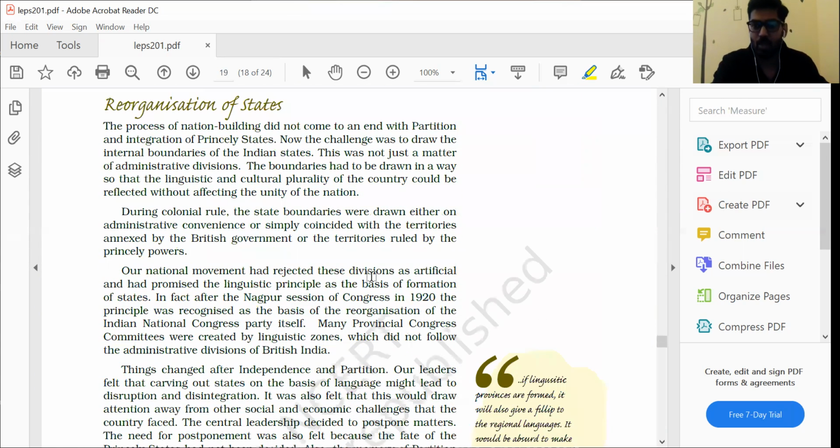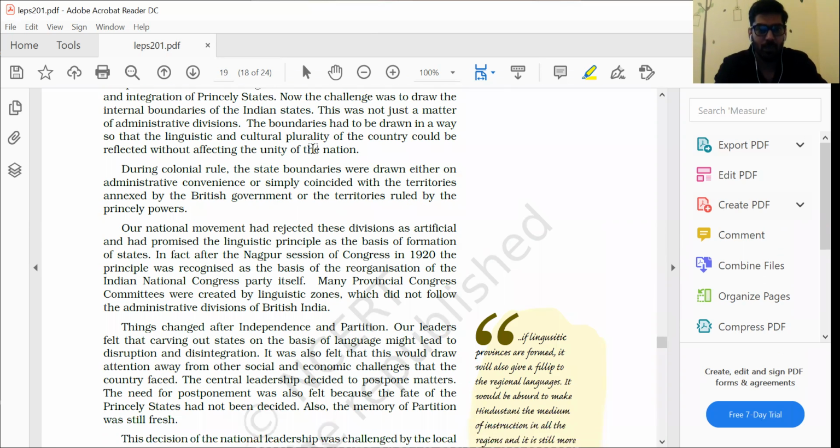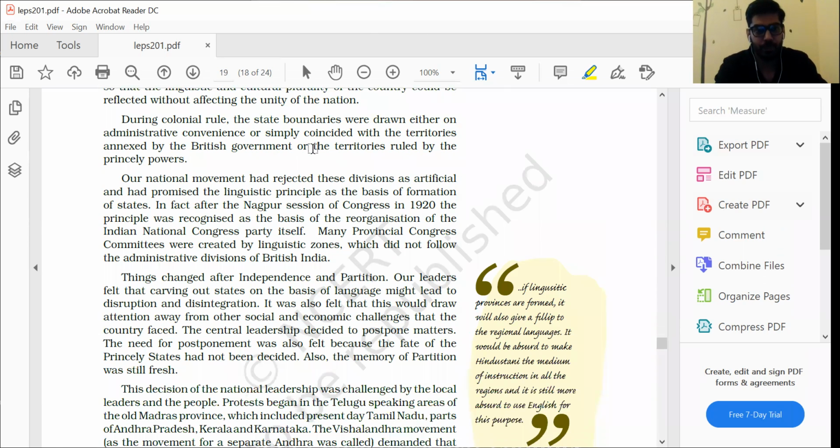Now, reorganization of states was to happen. The process of nation building did not come to an end with partition and integration. The challenge was to draw the internal boundaries. Now, what would be the map of India? Haryana was not there at that time. Where would Tamil Nadu be, and where would Maharashtra be? So for different states, how would their maps be drawn? So the internal boundaries were to be made. So how, on what basis?